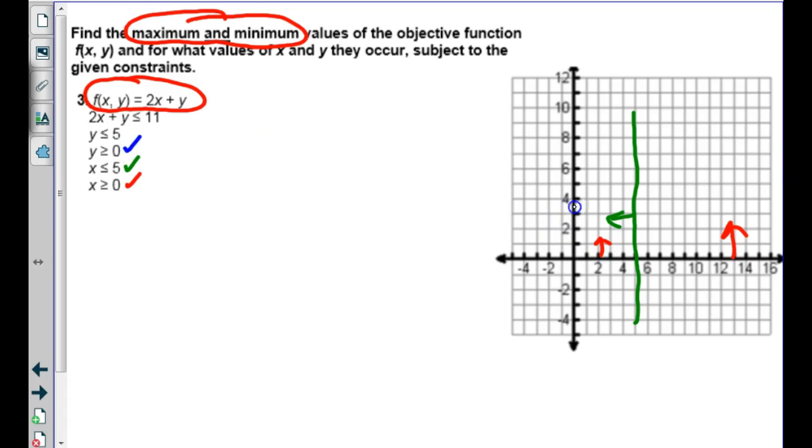y is greater than 0 means to the right of the y-axis, okay? What about this guy? Y is less than or equal to 5. Horizontal line and below. So right now we have a square, a rectangle, something here, right? I think it's a square, isn't it? Now, how do we do this last guy? Okay, it's pretty easy to get the y by itself. Could we just move the 2x over to the other side?